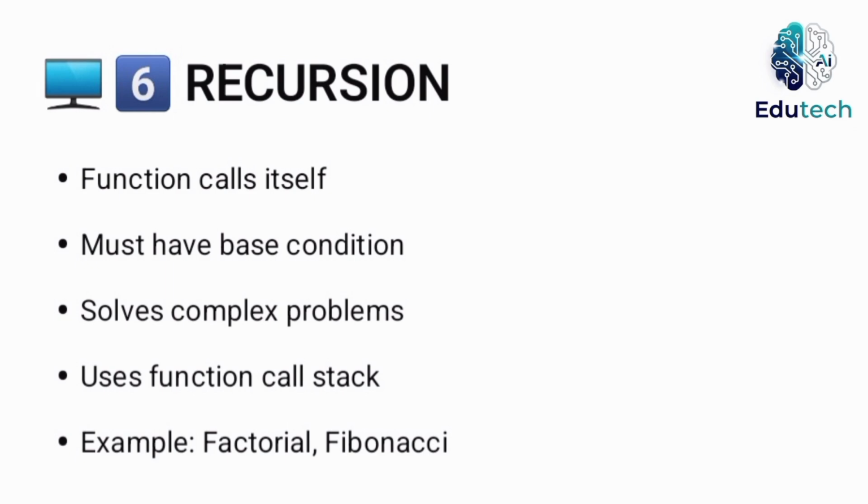Explain recursion. Recursion is a technique in which a function calls itself to solve a problem. It is used when a problem can be divided into smaller subproblems of the same type. A recursive function must have a base condition to stop the recursion, otherwise, it will result in infinite execution. Recursion is commonly used in problems like factorial calculation, Fibonacci series, and tree traversal. Although recursion simplifies program logic in some cases, it consumes more memory due to function call stack usage.